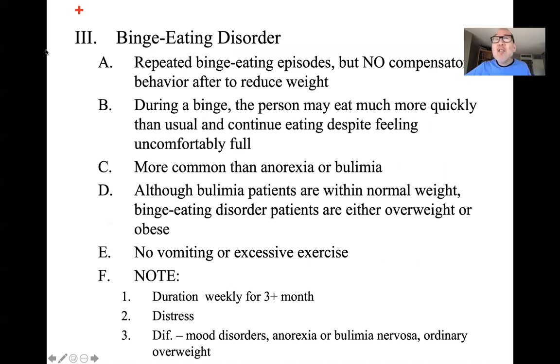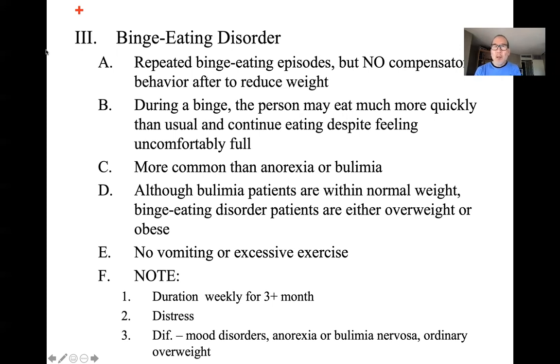Moving right along to binge eating disorder. Binge eating disorder is characterized by repeated binge eating episodes, but no compensatory behavior to reduce the weight. So, of the three conditions, those suffering from anorexia nervosa are typically significantly underweight, those suffering from bulimia typically demonstrate average weight and a perception of an average body weight. Those who suffer from binge eating disorder can be and often are overweight.